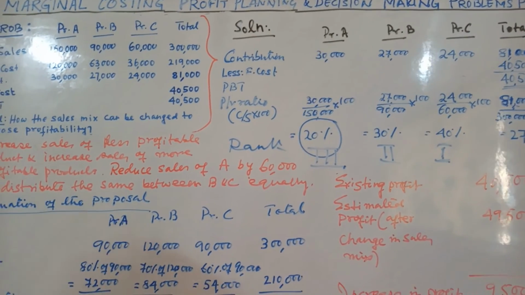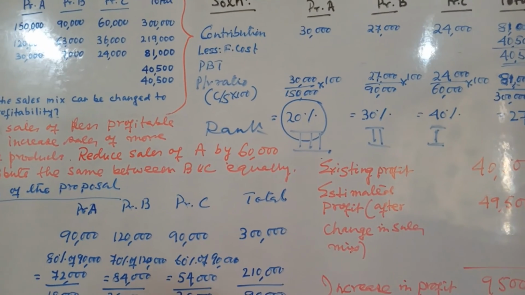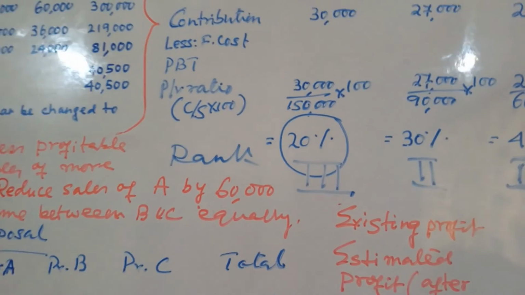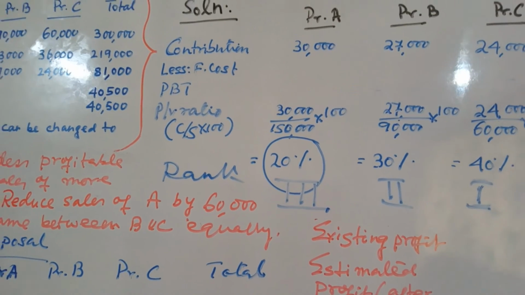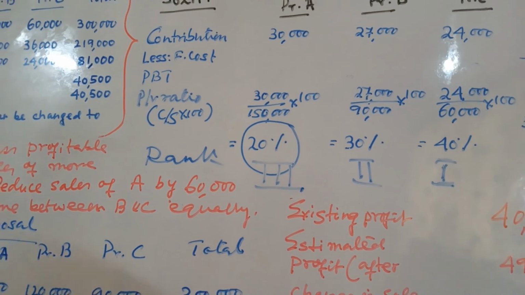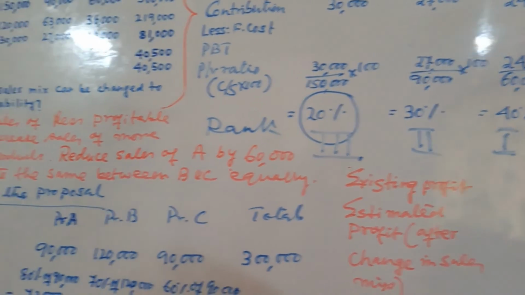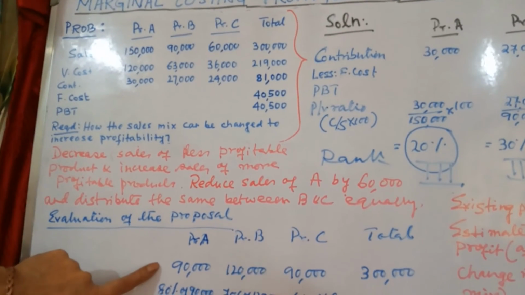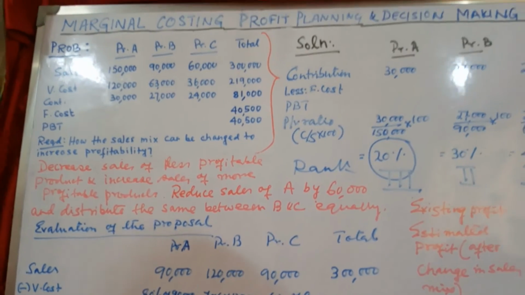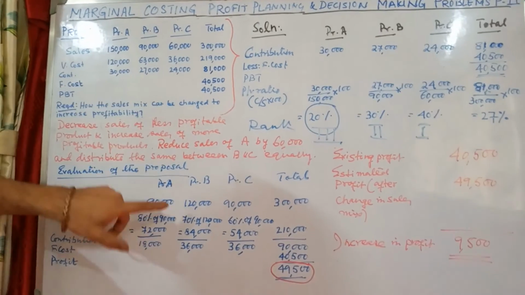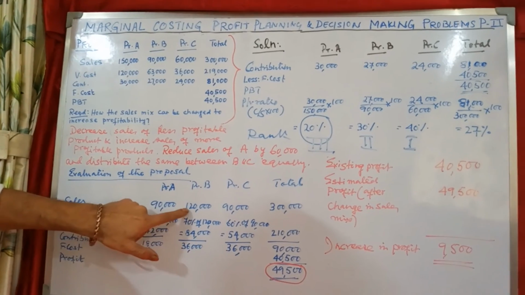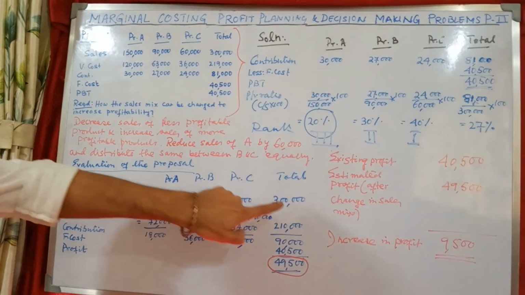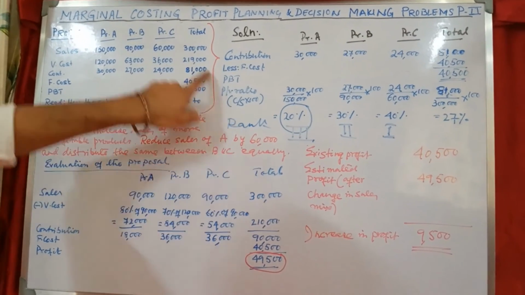In this scenario, the management wants to decrease the sales of product A by 60,000 and distribute that sales between product B and C in equal ratio. That is, sales of A will be decreased by 60,000, from 150,000 to 90,000, and sales of product B and C will increase by 30,000 each. So sales of product B will change from 90,000 to 120,000 and sales of product C will change from 60,000 to 90,000, and total sales will remain at 300,000.